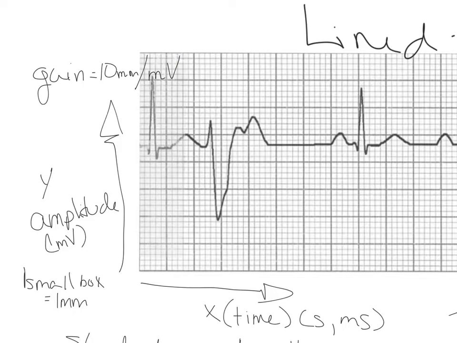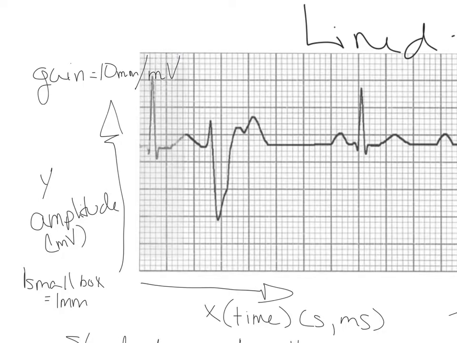Alright, so 10 of these guys. So 1, 2, 3, 4, 5, making that big box. 1, 2, 3, 4, 5, making that big box. So from here to here is going to be 1 millivolt in output.